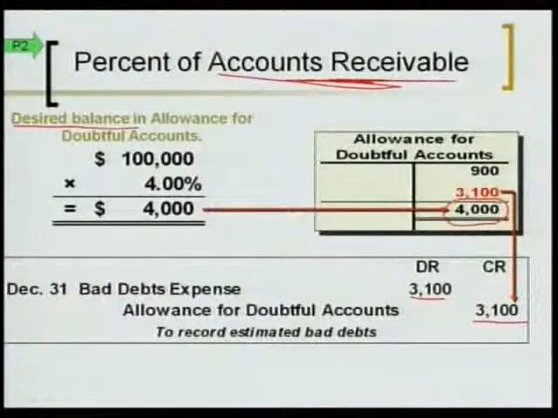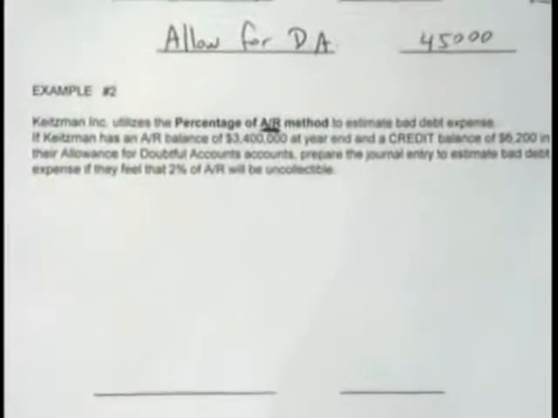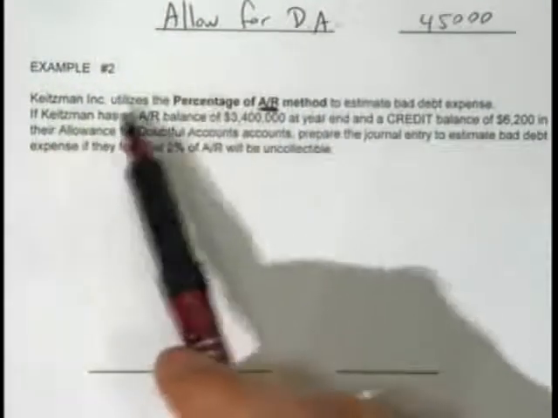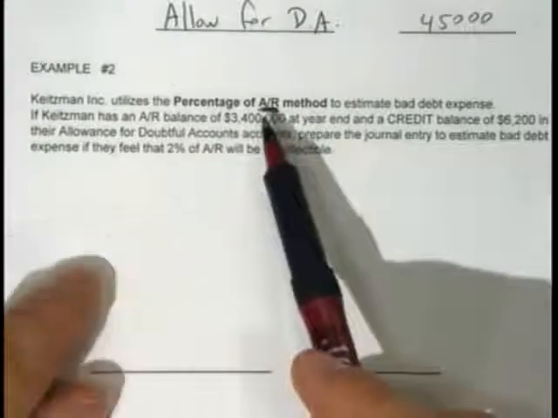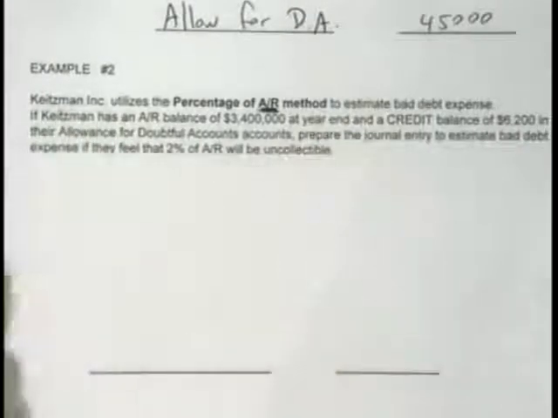Example 2. Keatsman Incorporated utilizes the percentage of accounts receivable method to estimate bad debt expense. If Keatsman has an AR balance of $3.4 million at year end and a credit balance of $6,200 in their allowance for doubtful accounts, prepare the journal entry to estimate bad debt expense if they feel that 2% of AR will be uncollectible. Okay, well, a few things here.